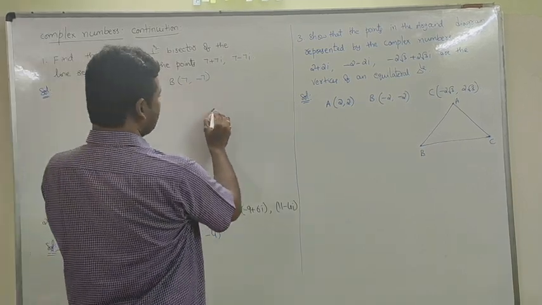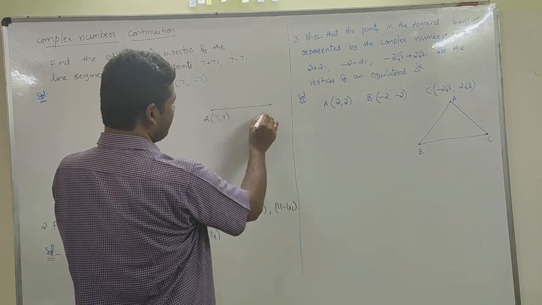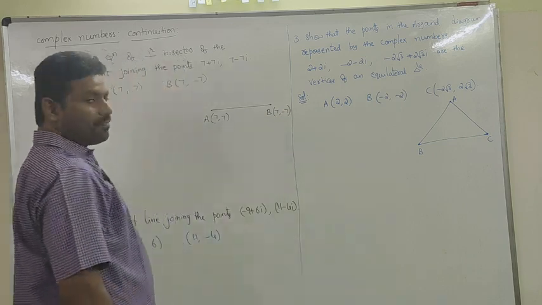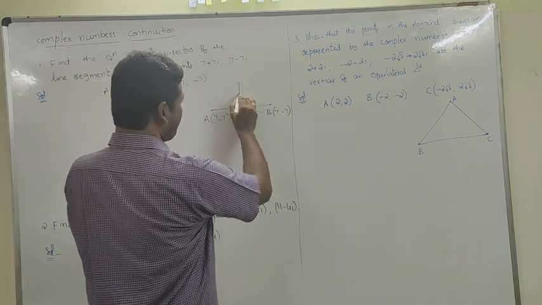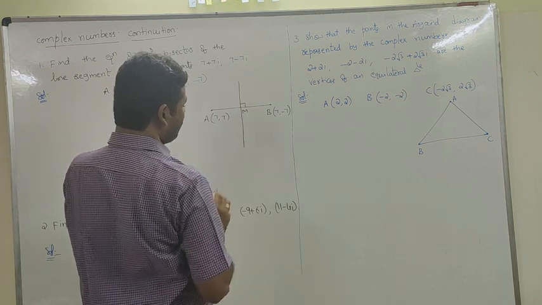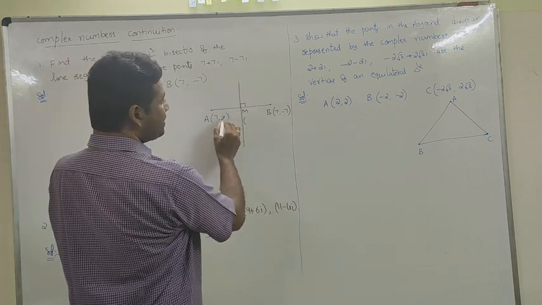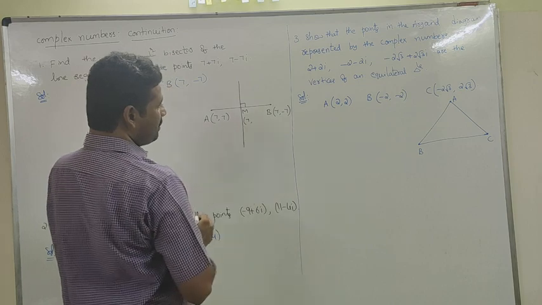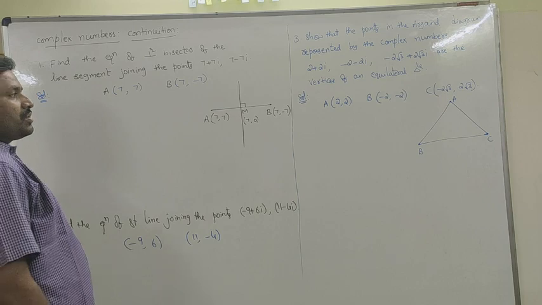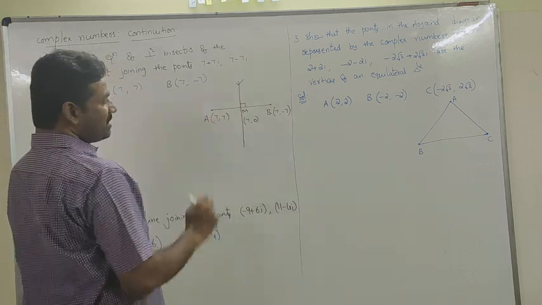See this one. This is the line segment AB, A is 7 comma 7, B point is 7 comma minus 7. This is the perpendicular bisector, this is the M. What is the midpoint? 7 plus 7, 14 by 2, 7. 7 minus 7, 0. 7 comma 0. So we require this line, the perpendicular bisector of line segment AB.